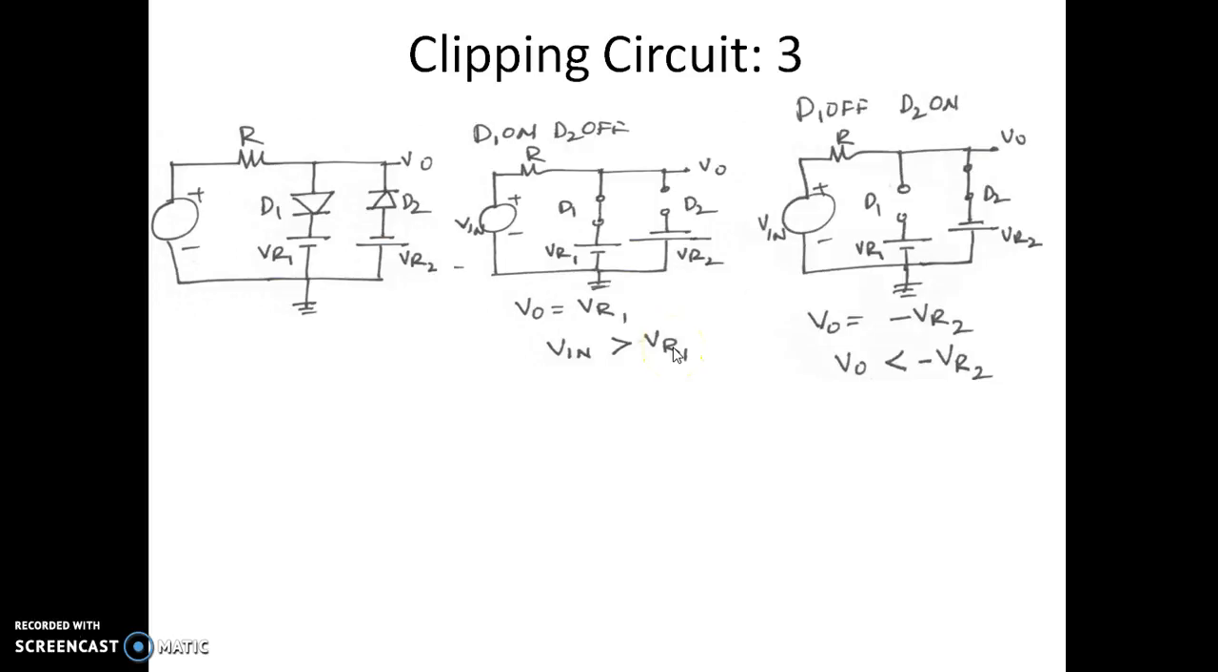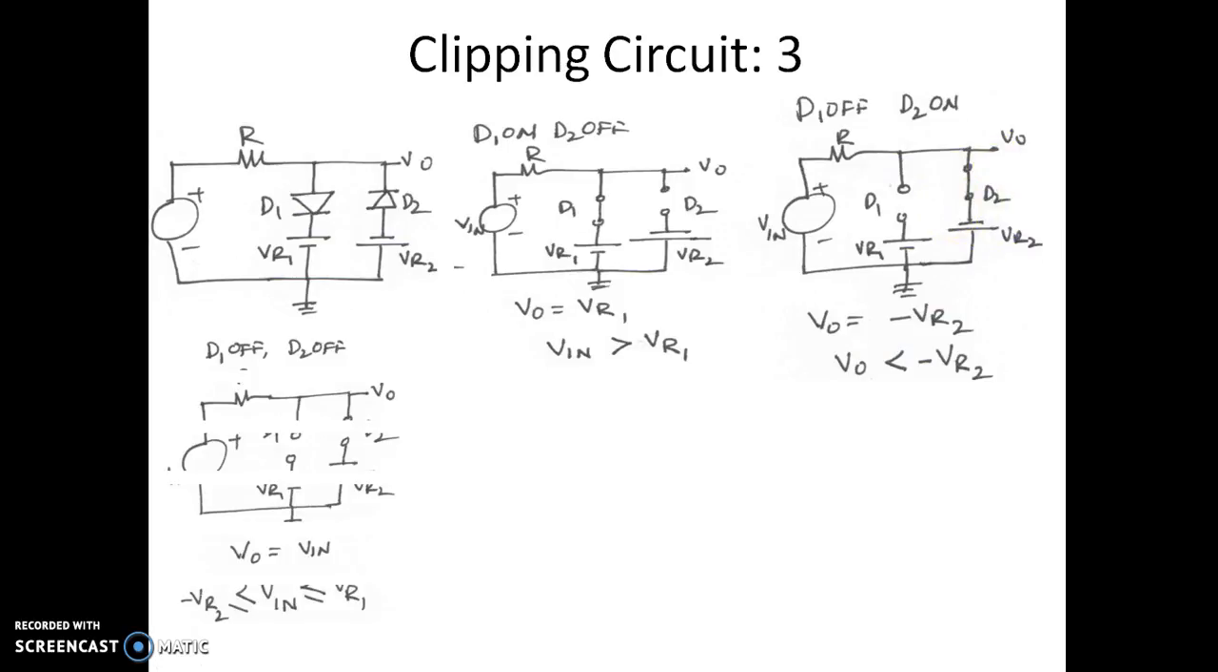So we shall see what happens when D1 is off and D2 is on. D2 will be turned on only during the negative half cycle, because the N type is connected to the supply. So only when the input voltage is in the negative half cycle is there a possibility of D2 turning on. It can turn on only when the input voltage is more negative than VR2. So that's why Vi should be less than minus VR2. Then only diode D2 conducts. The output voltage V0 is given by minus VR2.